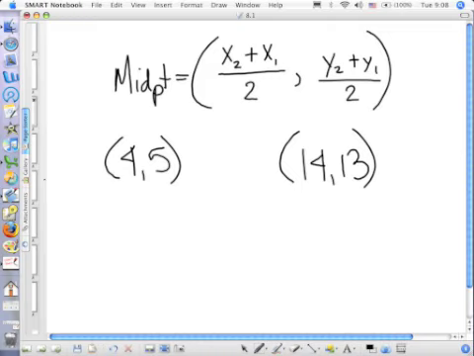Remember, midpoint is just like average. If you forget the formula, think, how do you find the average of something? Okay? You figure out what the midpoint would be on the graph. And remember, there's two coordinates. You got to find the middle of your x's and the middle of your y's.